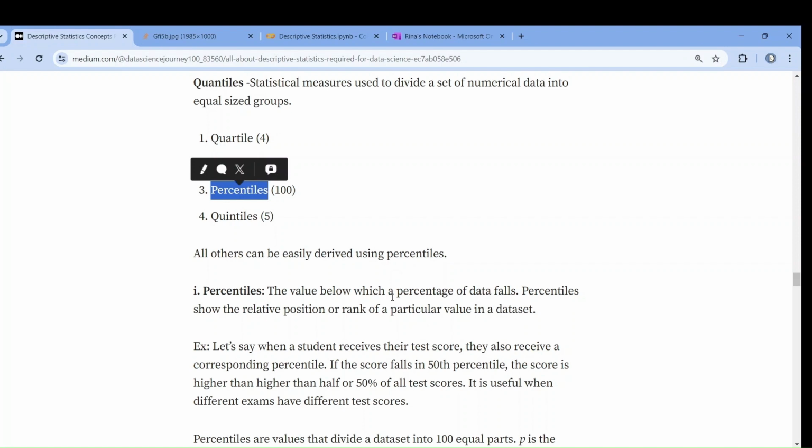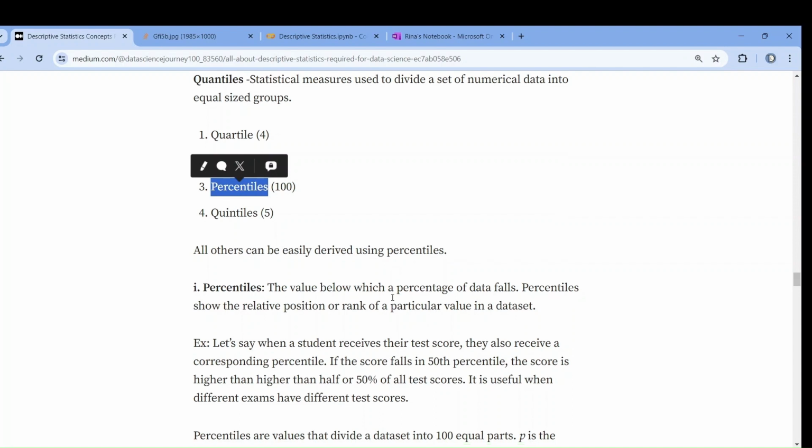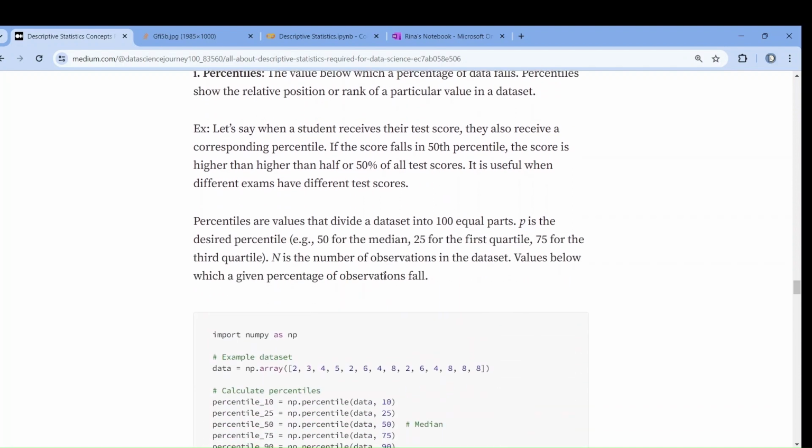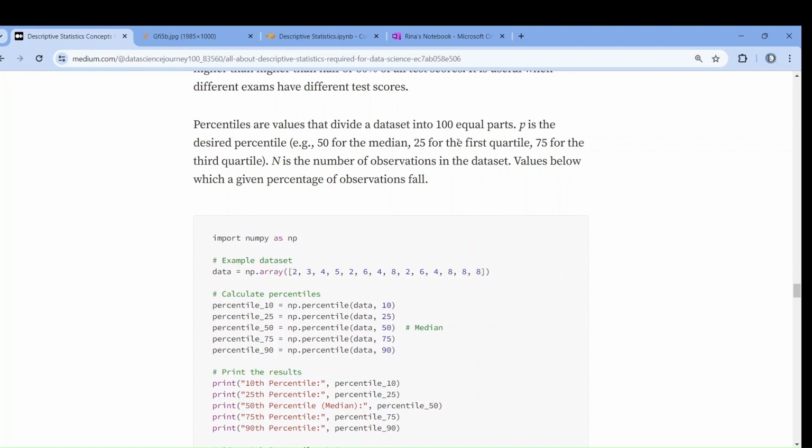So mainly we use percentile to find the location of the data point. That means where the data point lies in that data set. Clear? Now see how we can do it. First, we divide the dataset into 100 parts and 25 percentile is the first quartile. That means 25% of the values lie below this point. 75 percentile means the third quartile.